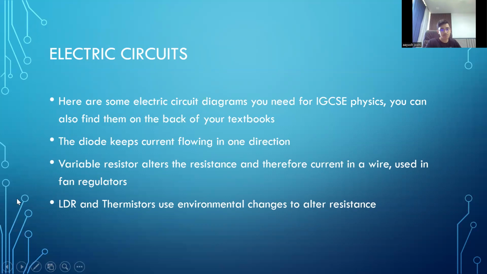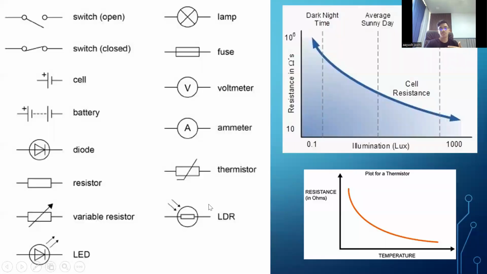LDRs and thermistors are used for environmental changes to alter resistance, and then you can use this to alter the current flowing through, and then you can use that for many other things, for security purposes, or say for keeping some animal in its habitat in a comfortable space. So you can use this to create an artificial environment that can depend on the environment. So let me show you an example here.